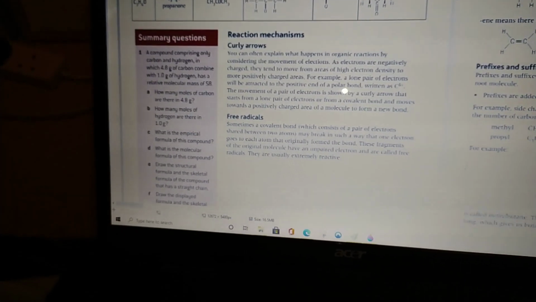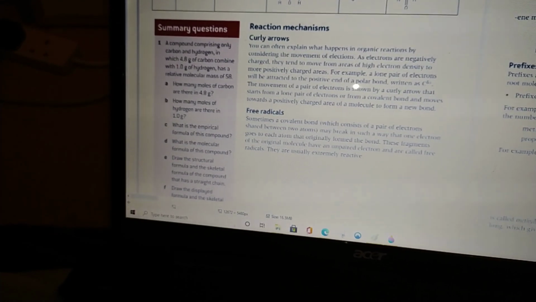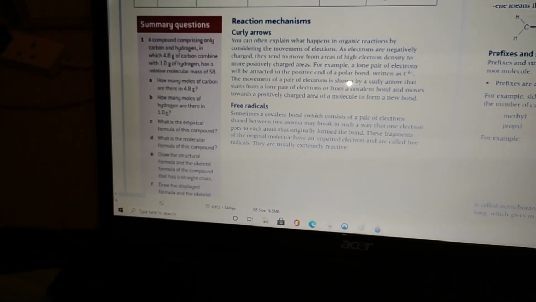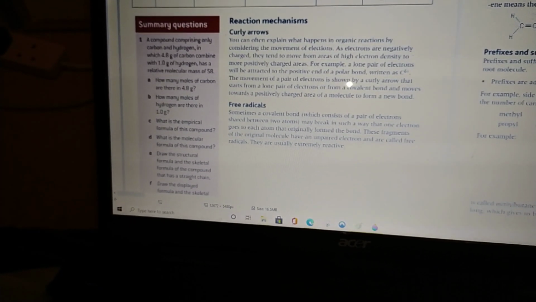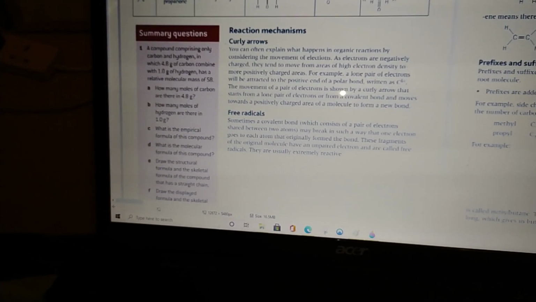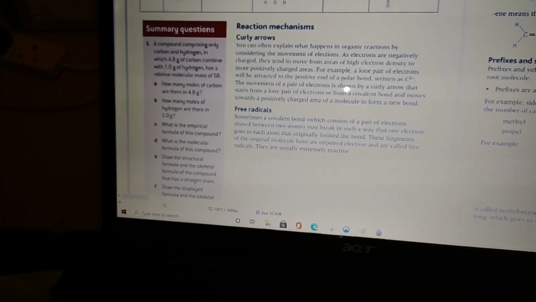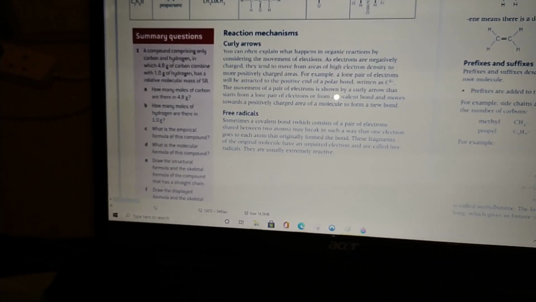As electrons are negatively charged, they tend to move from areas of high electron density to a more positively charged area. For example, a lone pair of electrons will be attracted to the positive end of a polar bond, written as C delta positive. The movement of a pair of electrons is shown by a curly arrow, as I told you in the video on reaction mechanisms which we had done. The movement starts from a lone pair of electrons or from a covalent bond and moves towards a positively charged area of a molecule to form a new bond.